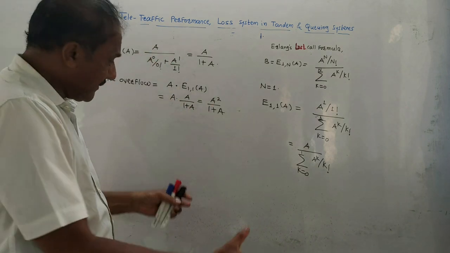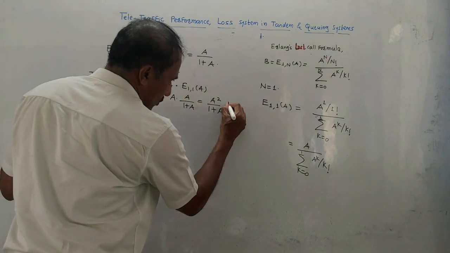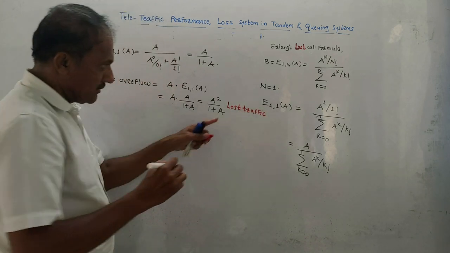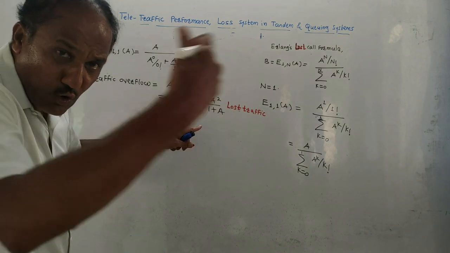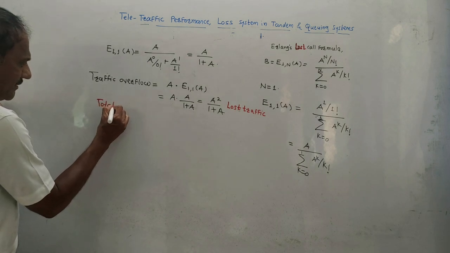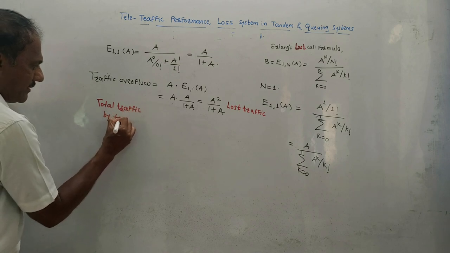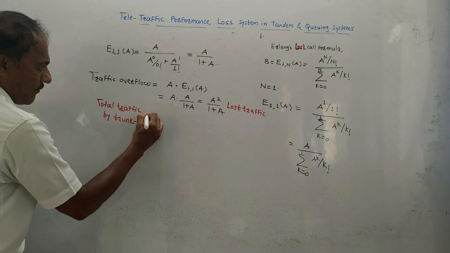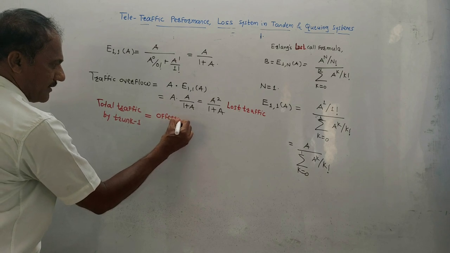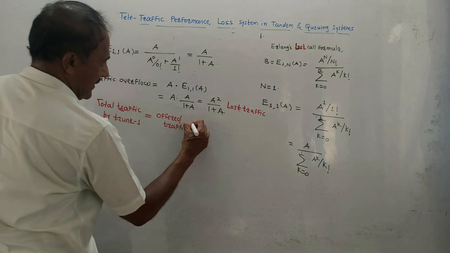It is overflow traffic, meaning trunk 1 is busy, therefore traffic is transferred to trunk 2, so this is also called lost traffic for trunk 1, because it has been transferred to trunk 2. So we can well say like this, the total traffic handled by trunk 1 will be total traffic offered, denoted by A, minus lost traffic.